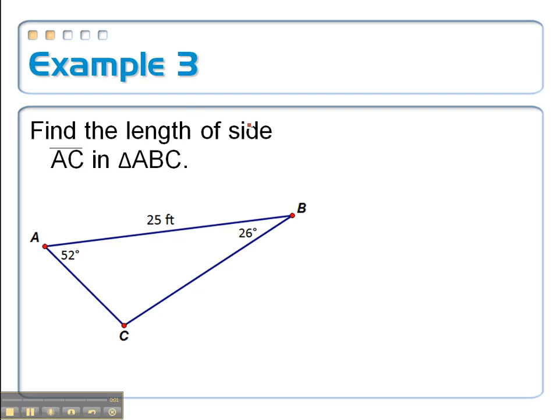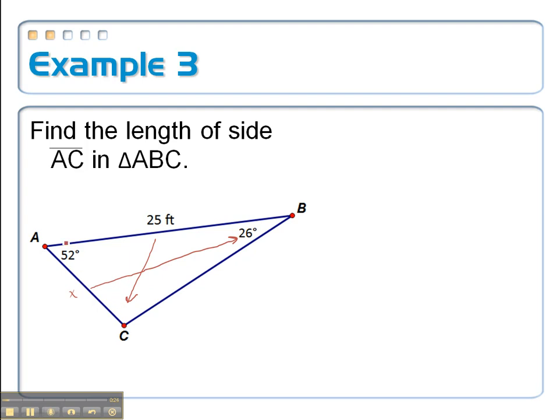For real this time, here's example 3. Again, we're trying to find AC, which I'll call X, in this triangle ABC. So I take that X, follow it across to the angle at its opposite, and I get that 26 degrees. Take the other side, follow it across to angle C, but notice it's blank. There's no angle measurement there.